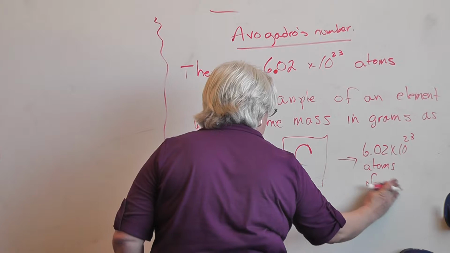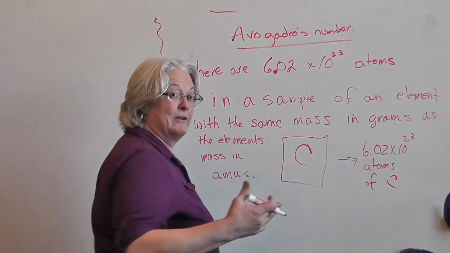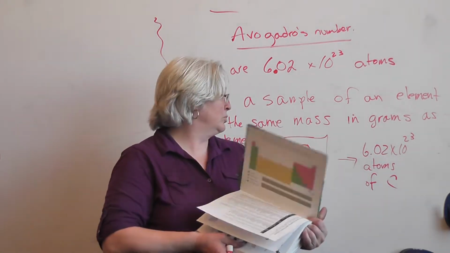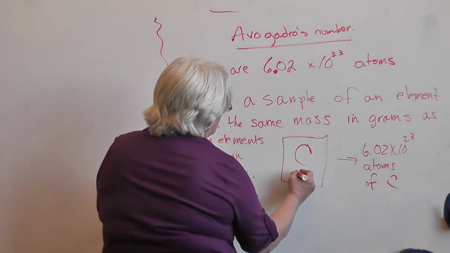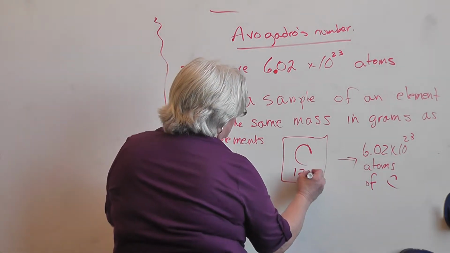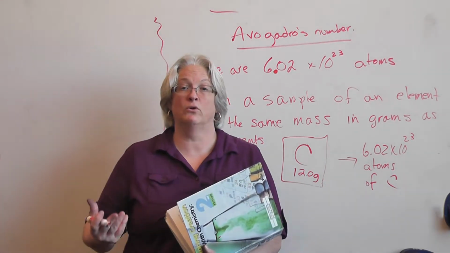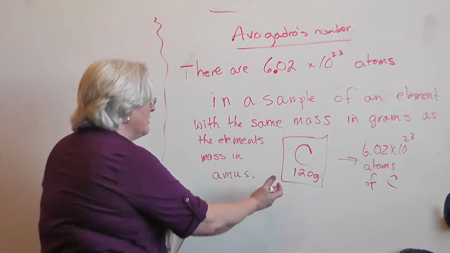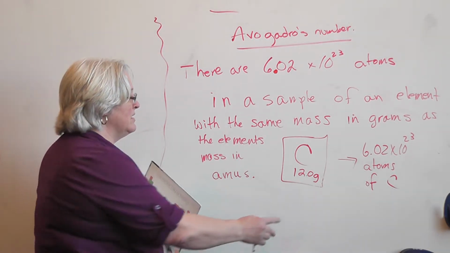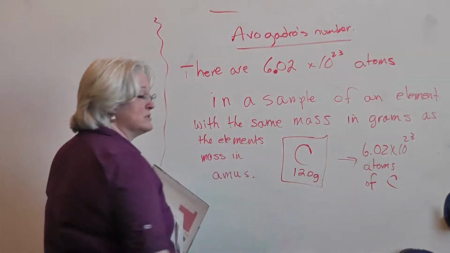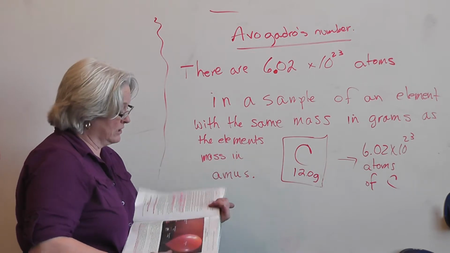Let's see what mass of carbon it takes us to get 6.02 times 10 to the 23rd atoms of carbon. Well, carbon has an atomic mass of 12.0 AMUs. So if we have 12.0 grams of carbon, then we know that mass of carbon contains Avogadro's number of atoms of carbon. And that's all this is talking about.